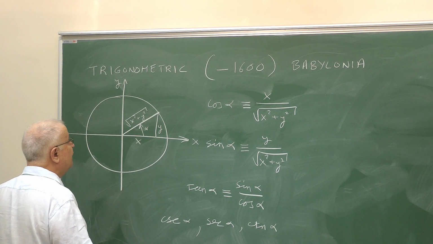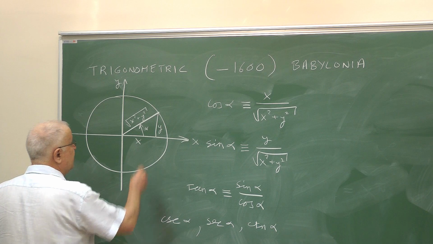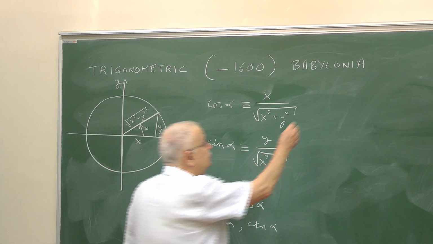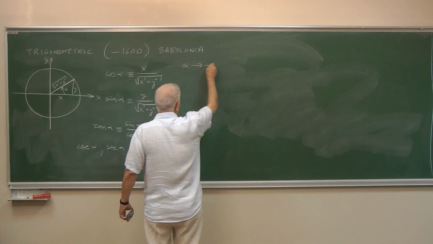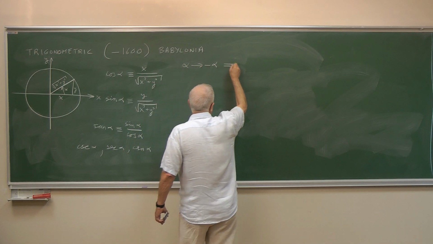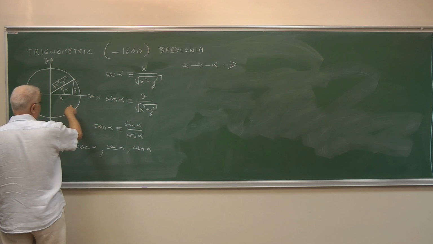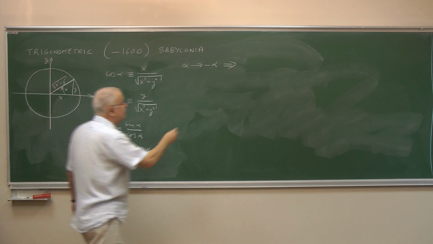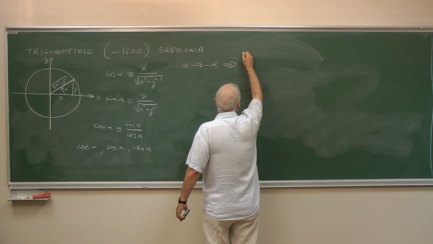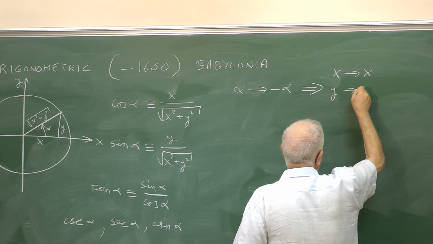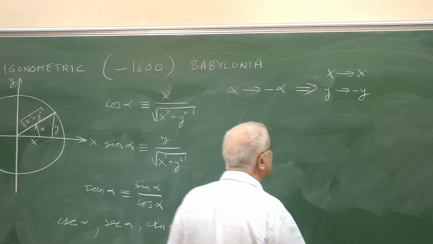What happens if alpha goes to minus alpha? Namely, I don't go clockwise, but I go counterclockwise. So if alpha goes to minus alpha, what does this imply? Nothing happens to x, but y changes sign. So x goes to x, y goes to minus y.